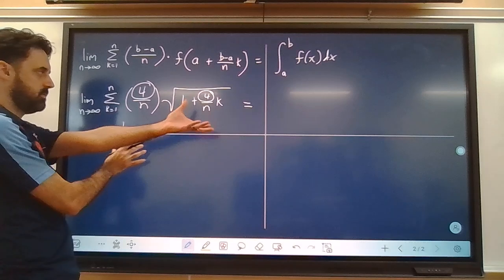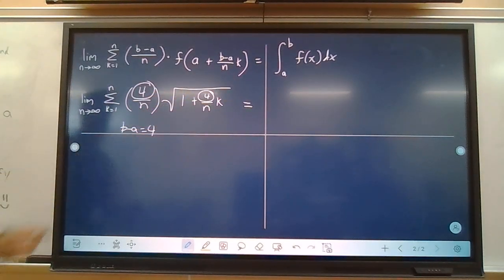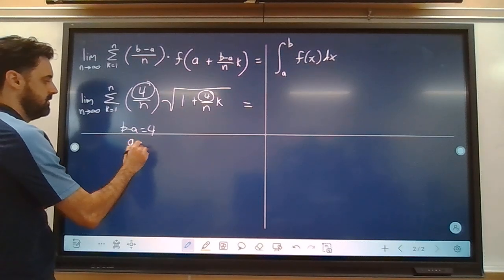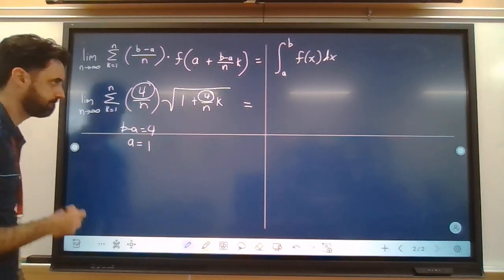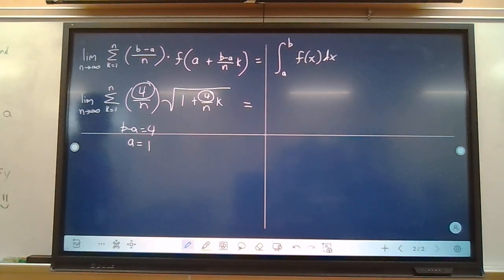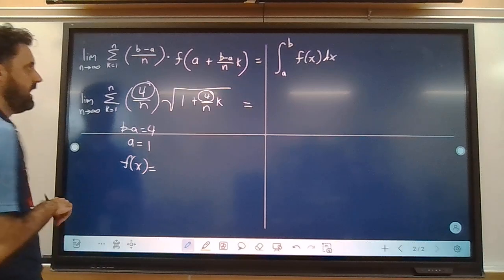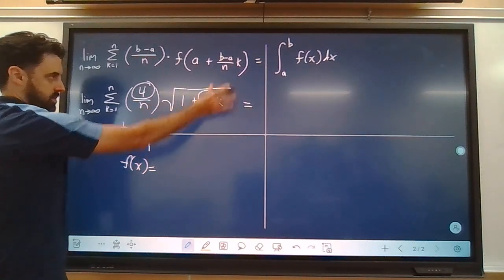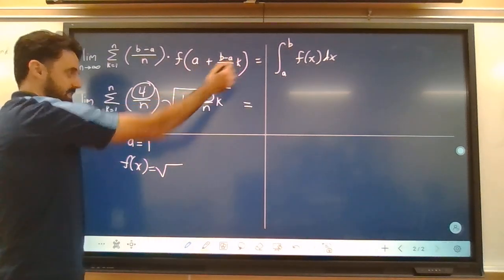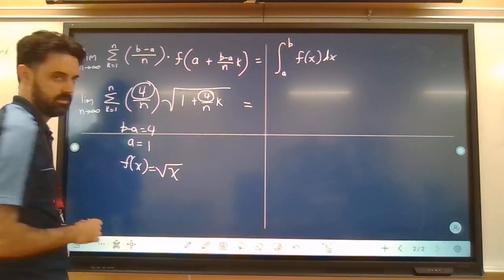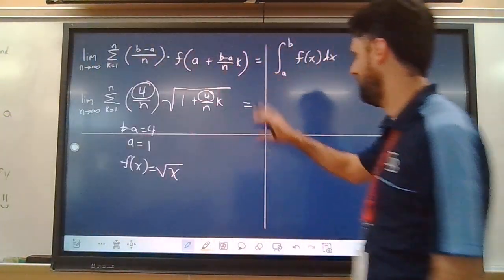Sometimes these might even be switched. They might have this at the very end. But we just need to figure out what b minus a is. And we need to figure out what a is. Well, a is going to be here, so that's 1. And the only thing we have to figure out here is what f of x is. Well, f of x is this function. It's the square root of something, and so we're just going to replace the entire inside part with an x. All right, so that's all we have to figure out, and now we can write a definite integral.